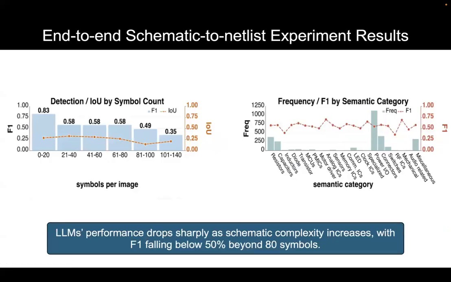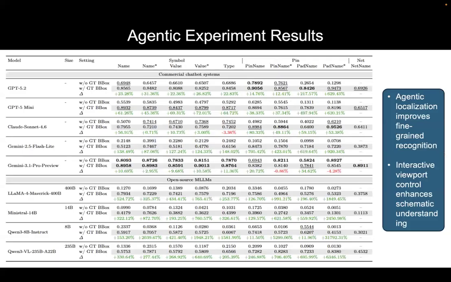Performance also drops as schematics become denser. Once an image contains more than 80 words, detection F1 falls below 50%. Real-world complexity therefore remains a major challenge.